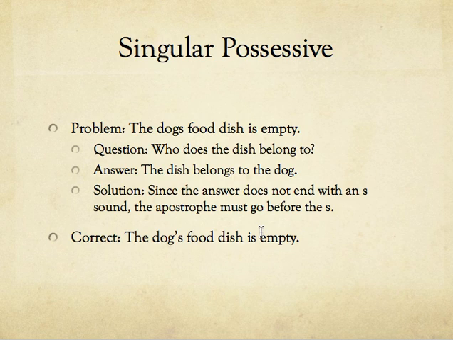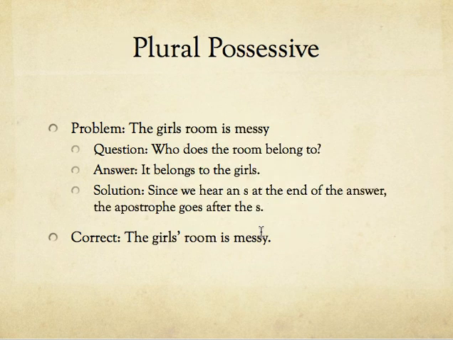All right, so this is singular possessive. The dog's food dish is empty. So let's ask the question: who or what does it belong to? Who does the dish belong to? We have to say the answer out loud. The dish belongs to the dog. Since we do not hear S at the end of our answer, we just hear dog, then it's apostrophe S. The apostrophe must go before the S. So it's the dog's food dish is empty. Dog's is apostrophe S.